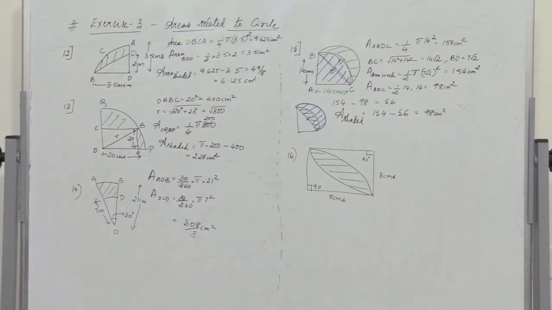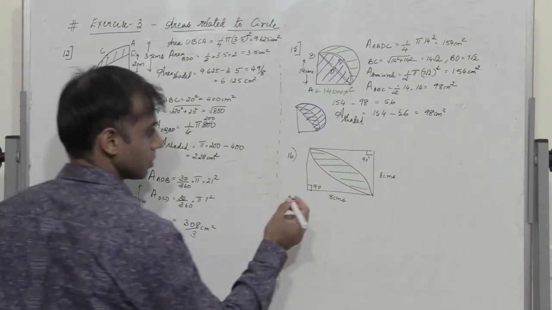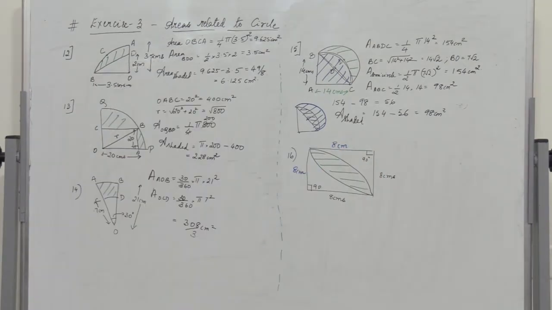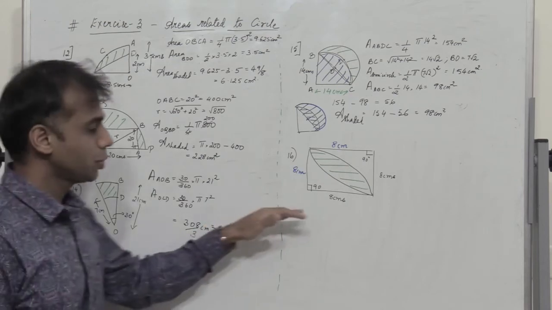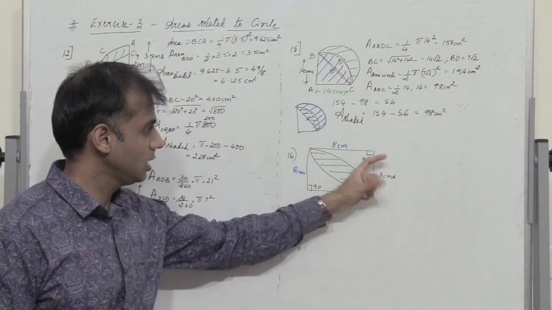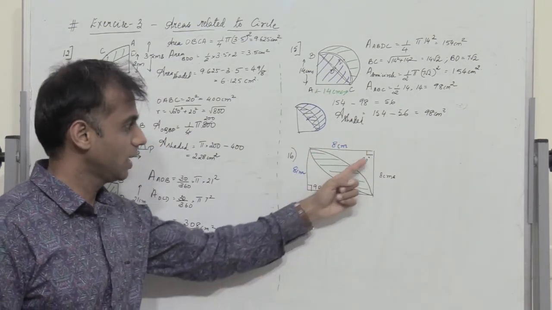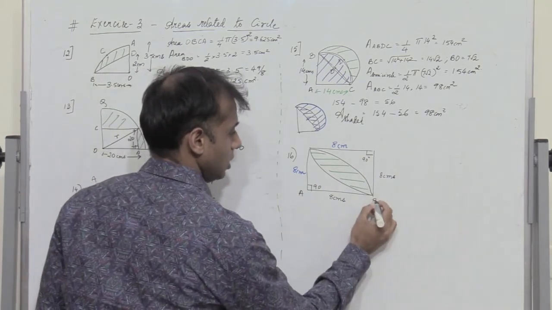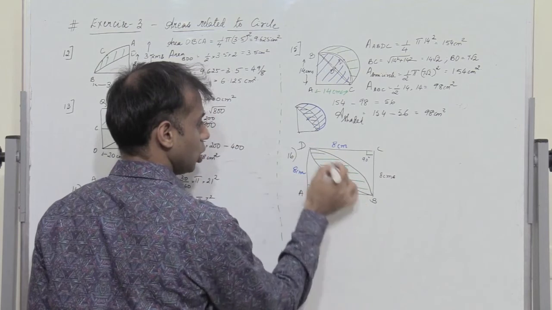So coming to the last problem, which is 16: find the area of the design between two quadrants of circles of radius 8 centimeters. So we find that each side is 8 centimeters. For problem 16, we need to find the area of the shaded region, where all the sides are 8 centimeters and of course the angle is 90 degrees. So let me call these points A, B, C, D. Let me join B and D.